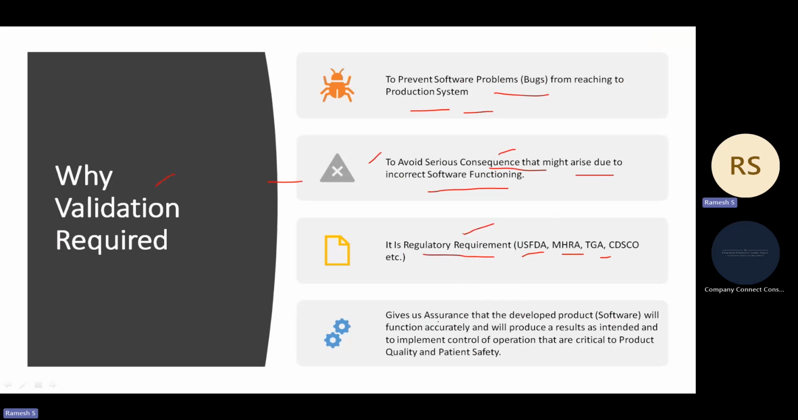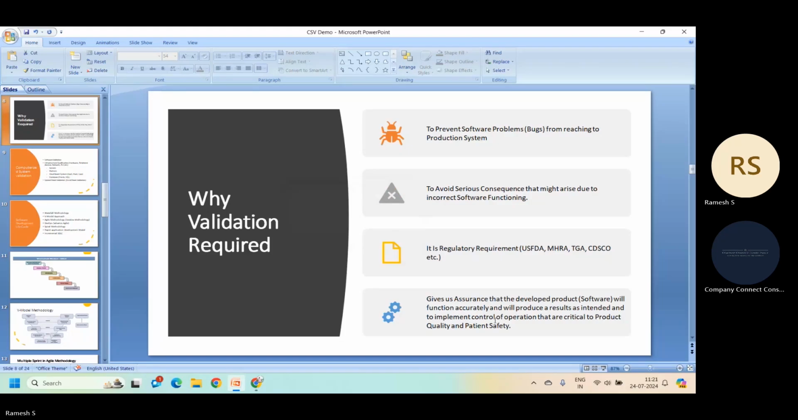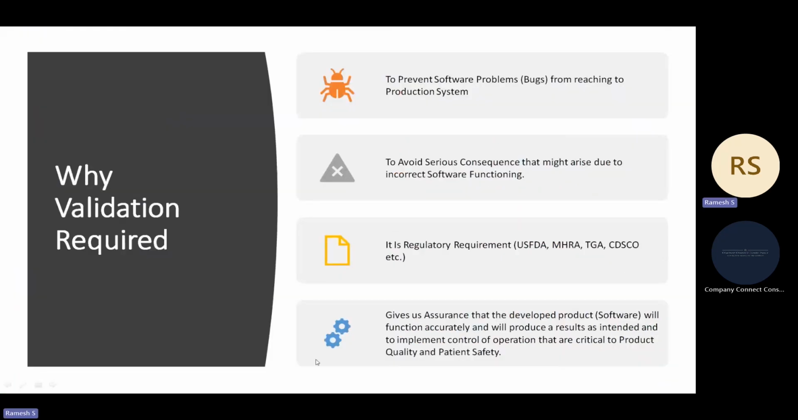And then it gives us assurance that the developed software will function accurately and will produce results as intended, to implement control of operations that are critical to quality and patient safety. So validation also gives us assurance that the specific software will function accurately and will produce results as intended. So these are the four major reasons we should perform validation.